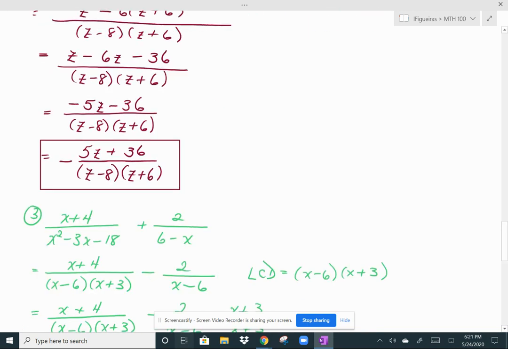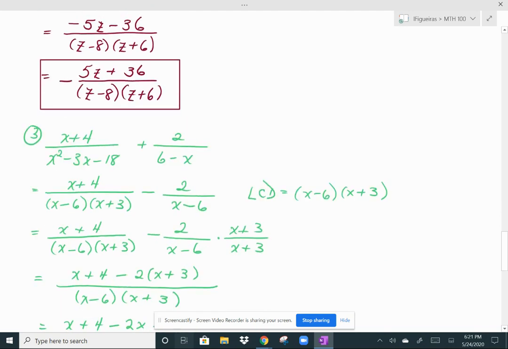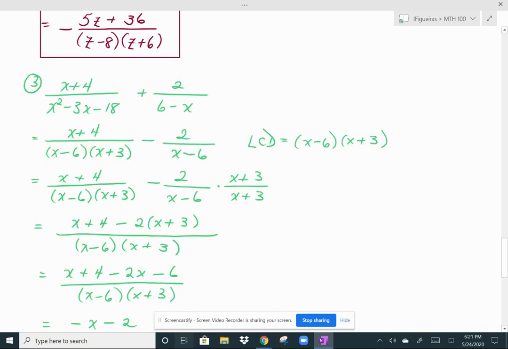All right, so here's another one. I have x plus 4 over x squared minus 3x minus 18 plus 2 over 6 minus x. So first thing I did was factor. X minus 6 and x plus 3 work. But notice that I have x minus 6 here, and here I have 6 minus x. Well, they look almost the same, except they're off by a negative. So what I did was I took a negative out, so this plus became a minus, and then my two terms in the denominator flip signs. So the minus x becomes an x, and the 6 becomes a minus 6.